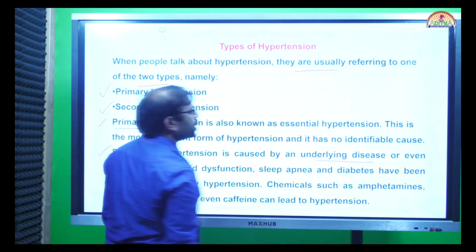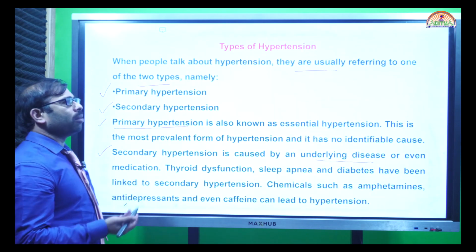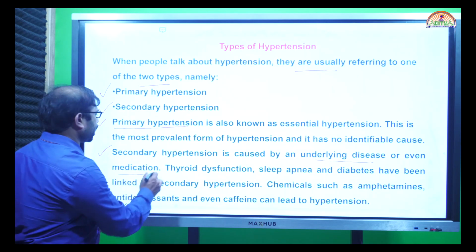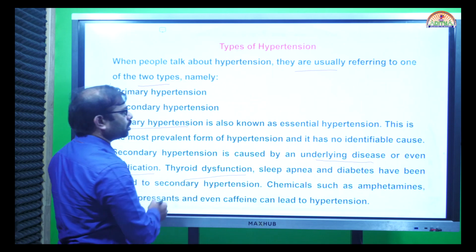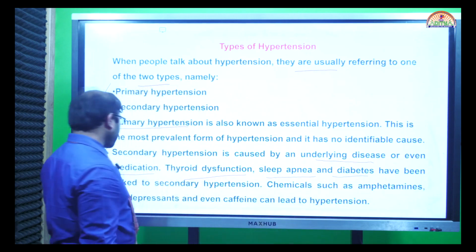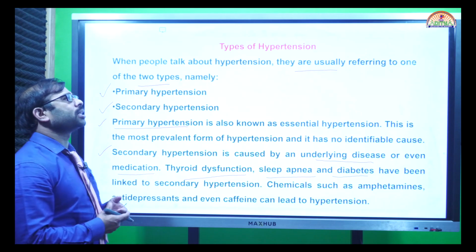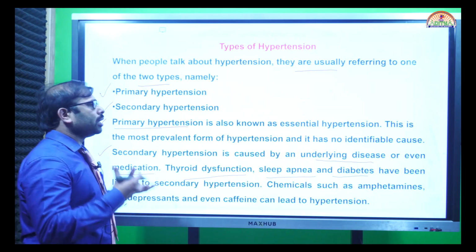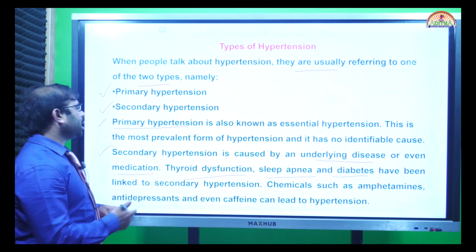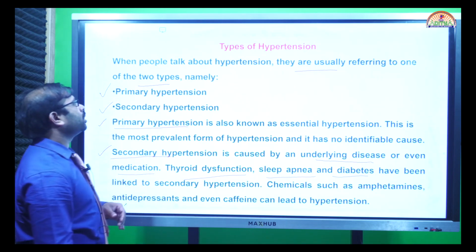A patient can experience increased blood pressure because of an underlying disease, or even medication, any kind of medical situation, thyroid dysfunction, sleep apnea, or diabetes. And if you have taken any kind of amphetamines or antihistamine drugs, that leads to an increase in blood pressure. That also leads to a hypertension situation, and that is called secondary hypertension. Overall, primary and secondary hypertension are the types of hypertension.